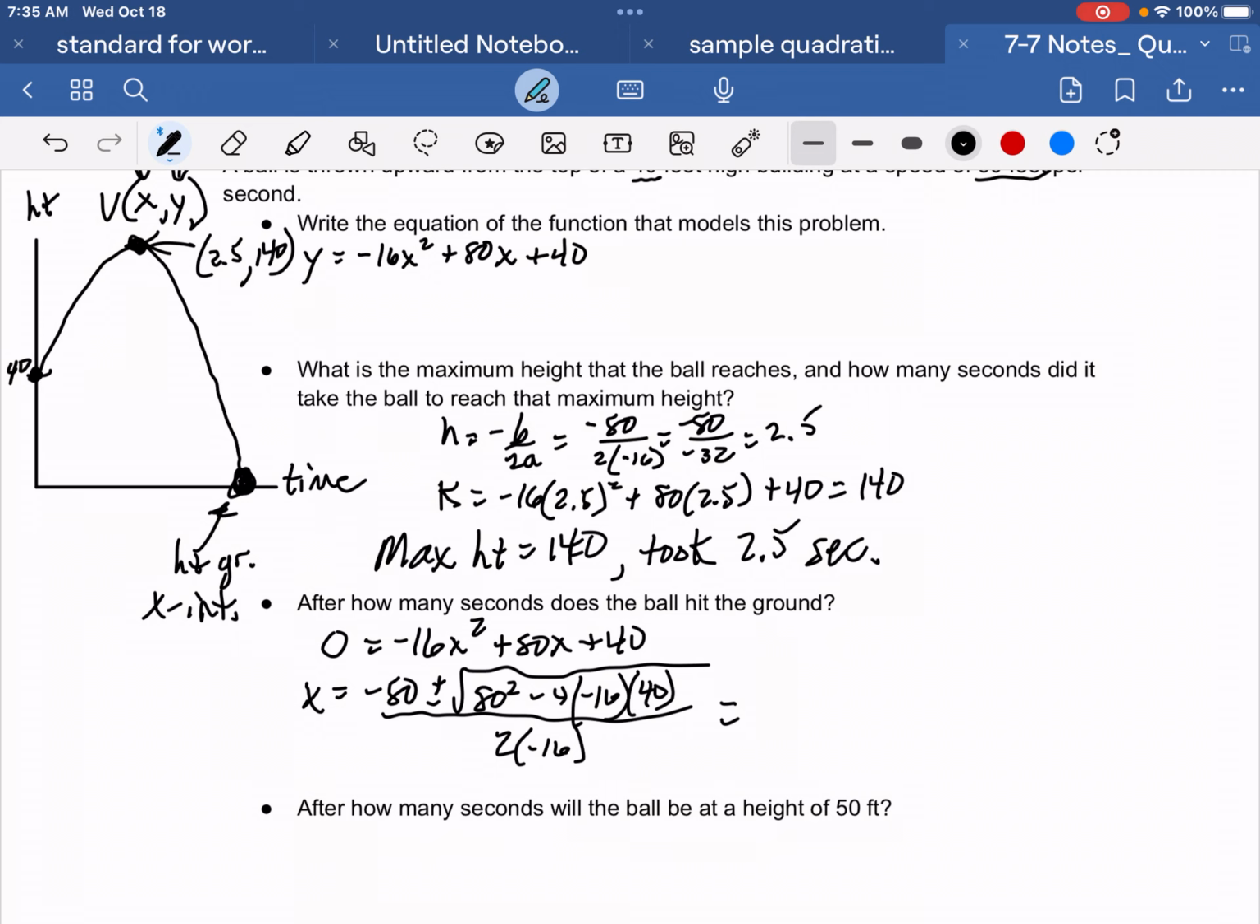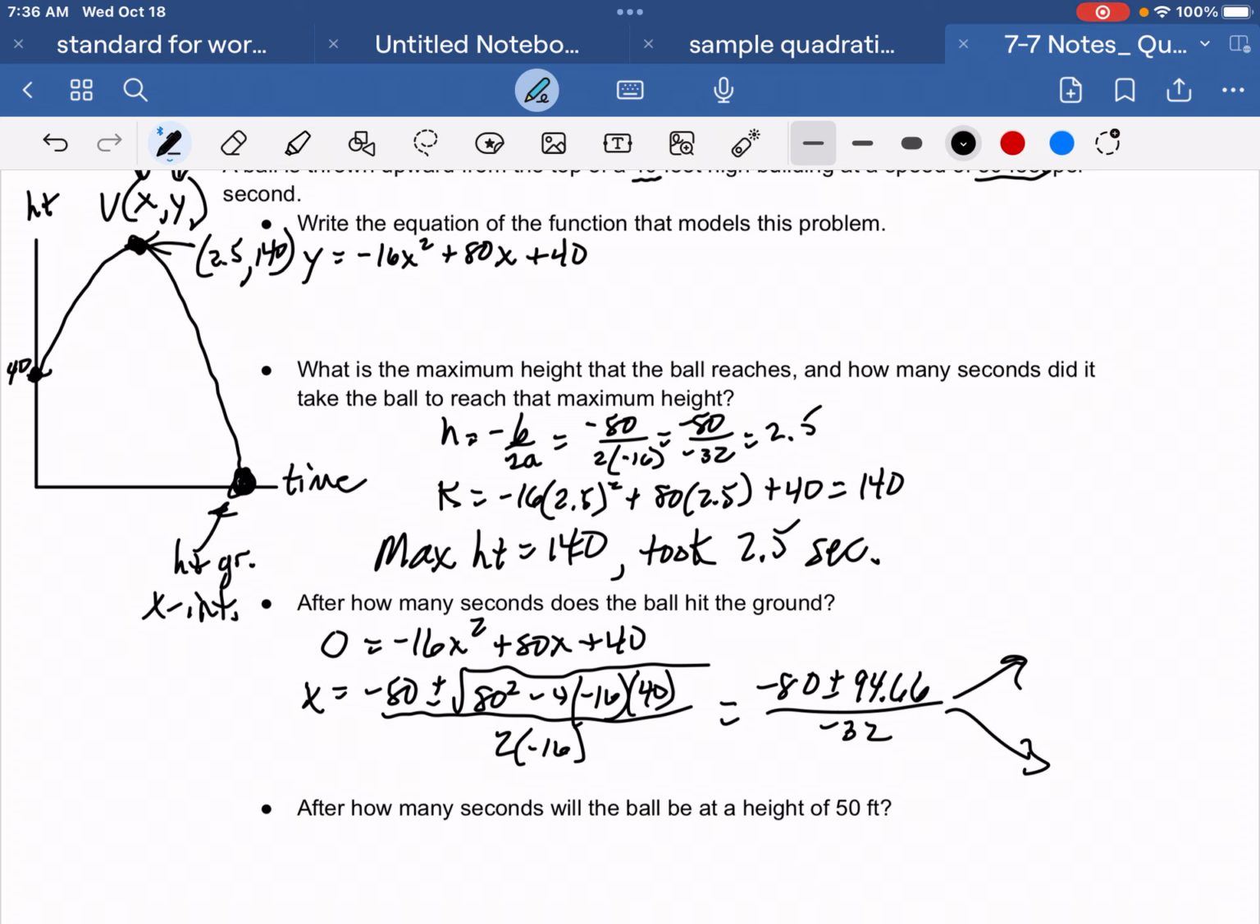So we have 80 squared minus 4 times negative 16 times 40 is 8,960, and I need the square root of that. So here's where I'm at now. Negative 80 plus and minus 94.66 over negative 32. So we're going to get two answers.